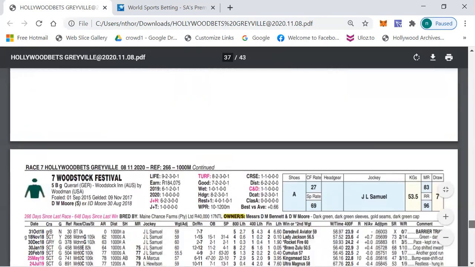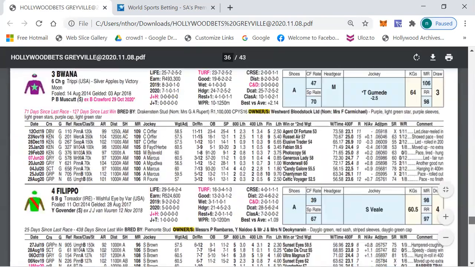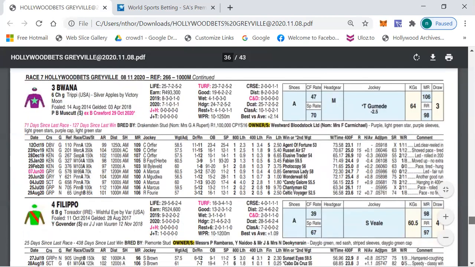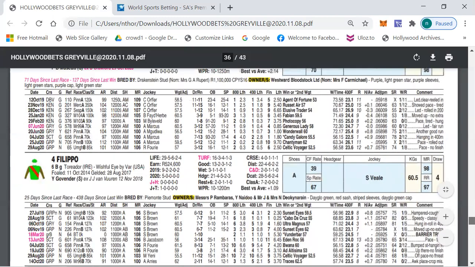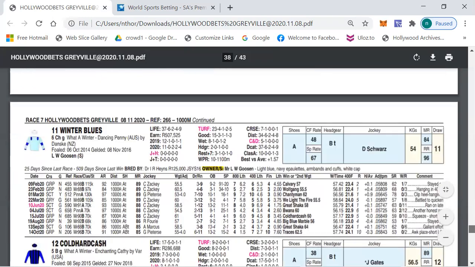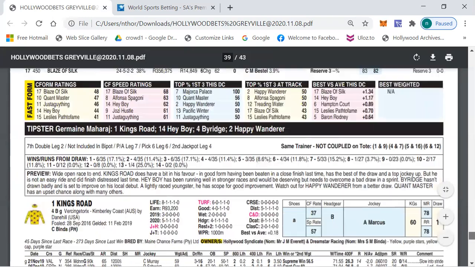Outside of selections, I'm looking at number 3, Rowana, also a horse that has won over this distance. Also getting the -2.5, carrying 64, but has run the best in the country and has not been disgraced. Definitely in with a chance. Number 4, Filippo, also likes the distance and has run against some useful company in the past. He can be involved in the finish with number 5, Sunset Ice. So let's go for the last race.